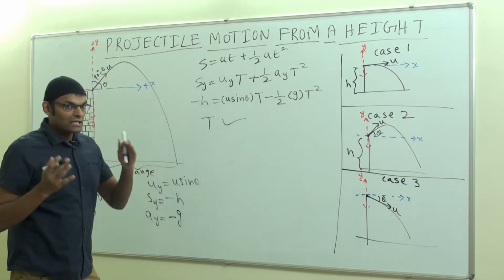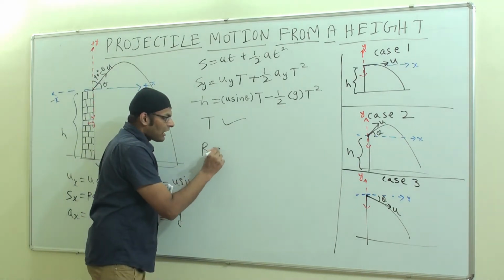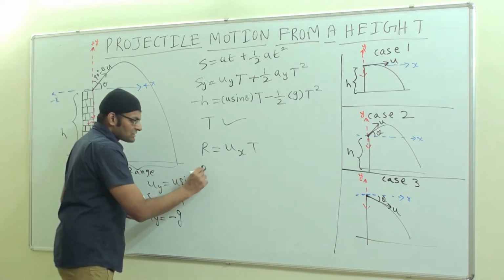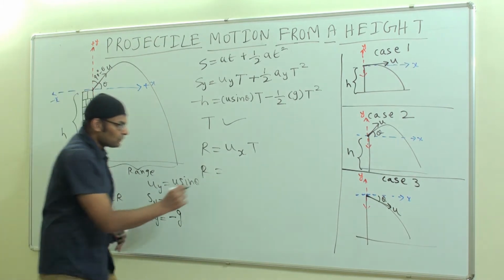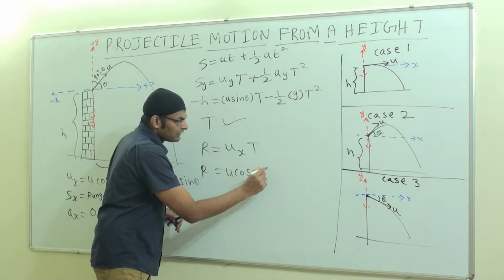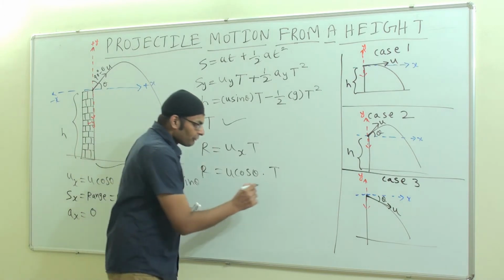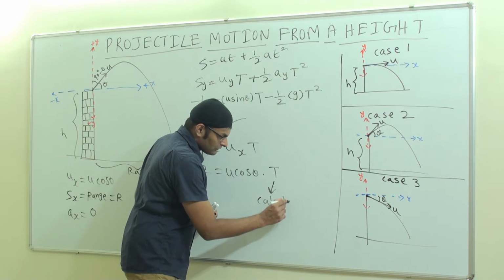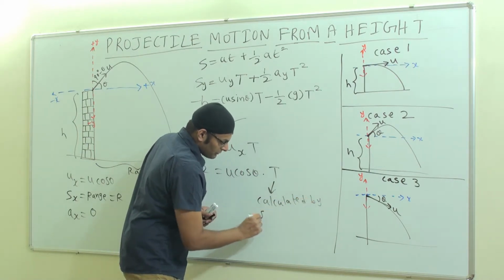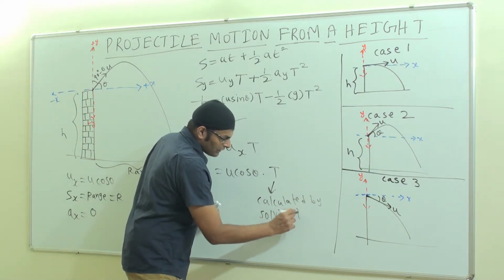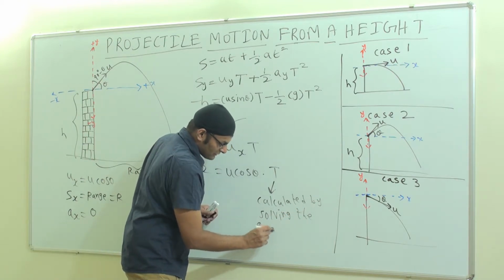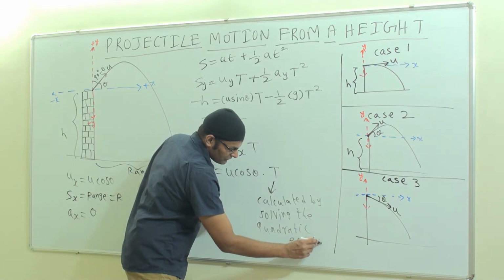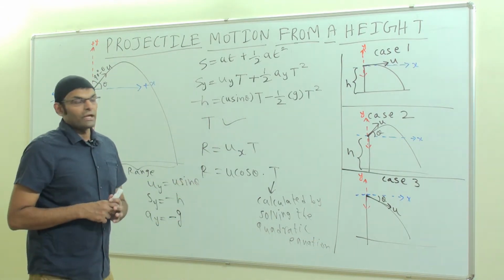Now how do you get the range? Range can be calculated by R is equal to ux times t. It's very simple. Range is equal to ux, which is u cos theta, multiplied by the time of flight, which can be calculated by solving the quadratic equation. So you get this in this manner.